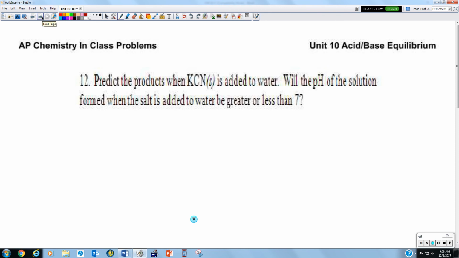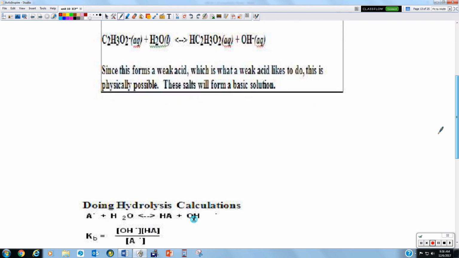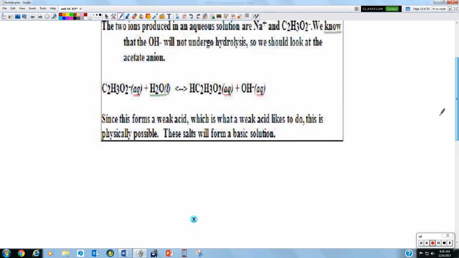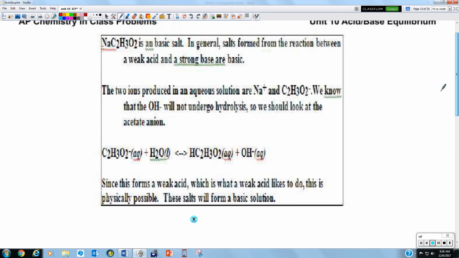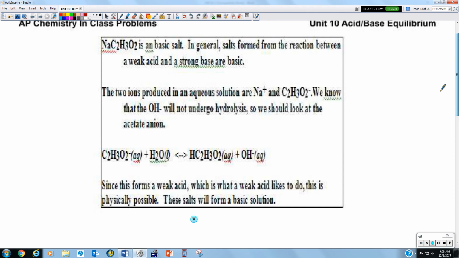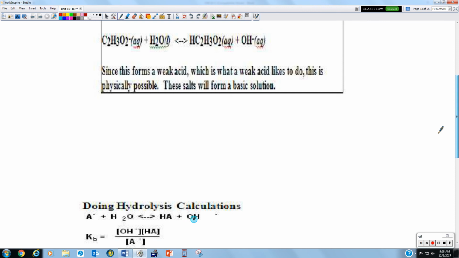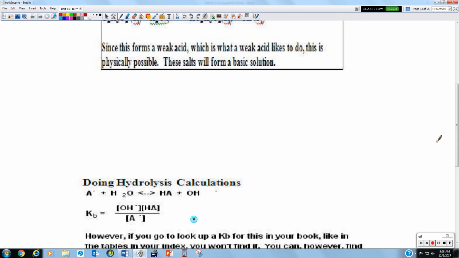So I want you to find an area where you can write some stuff down. I went on the page where you have this top part that talks about 2 ions produced in aqueous solution, and then right before it says doing hydrolysis calculations, I've just used this space. So I want to go back to my compound Na2CO3.